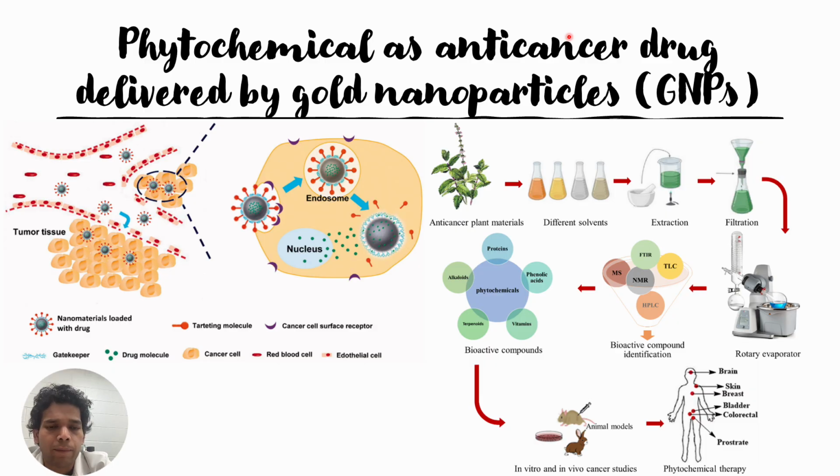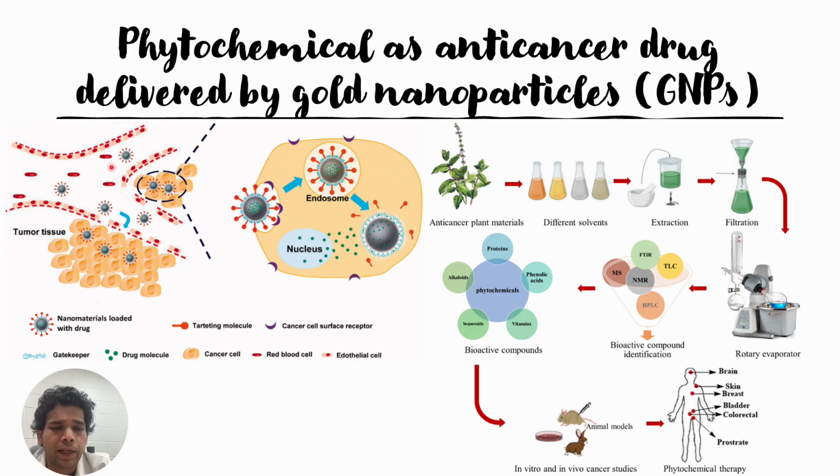And what are these phytochemicals? Phytochemicals are naturally occurring biochemical substances that have anti-tumor functions or anti-tumor efficacies, or properties. That has the anti-tumor properties, that is the right word. So how these things can be done is shown here in a brief overview.